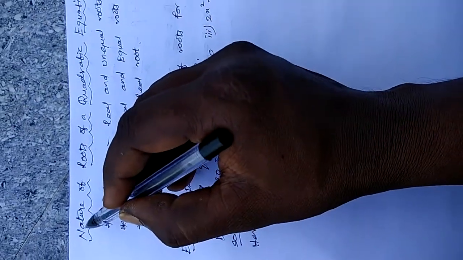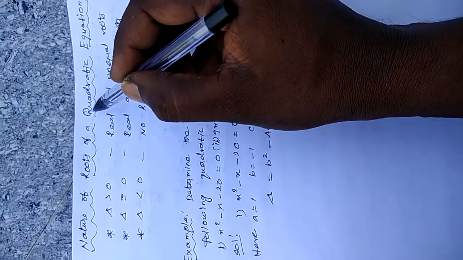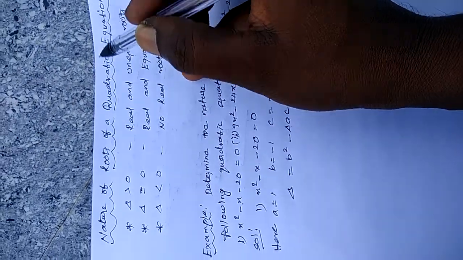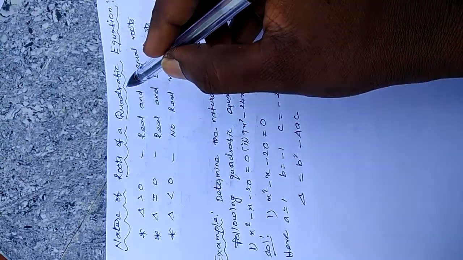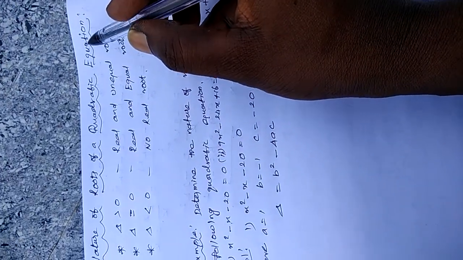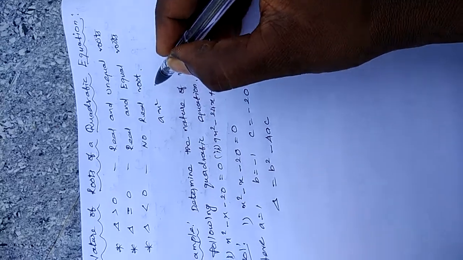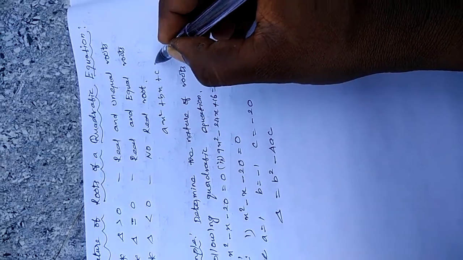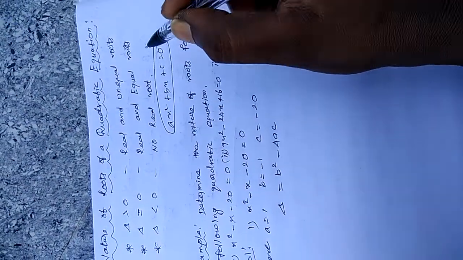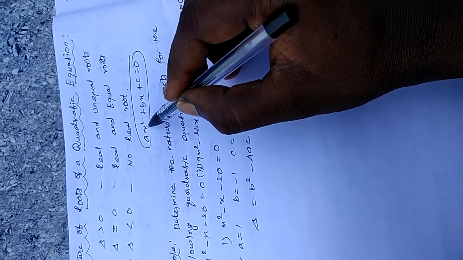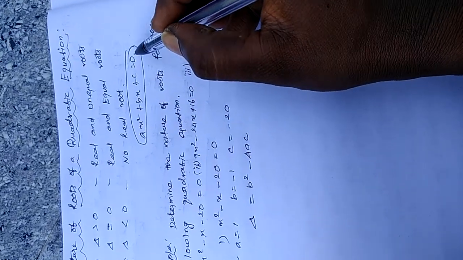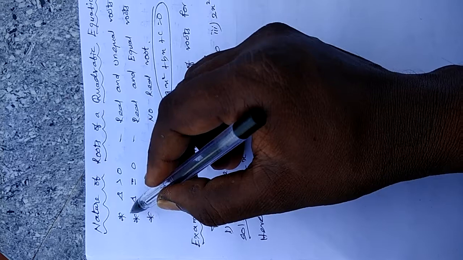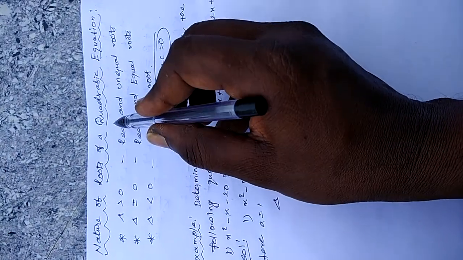Good morning, students. Today we see the topic of nature of roots of a quadratic equation. Already we know that the standard form of a quadratic equation is ax squared plus bx plus c equal to 0. So, the three conditions for the nature of roots of the quadratic equation.